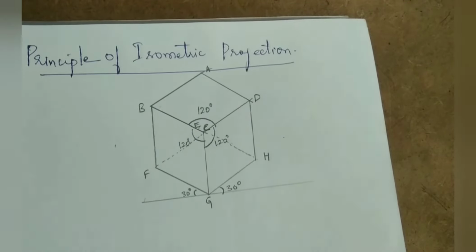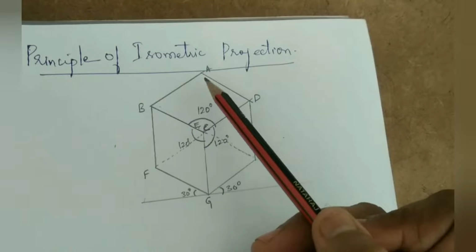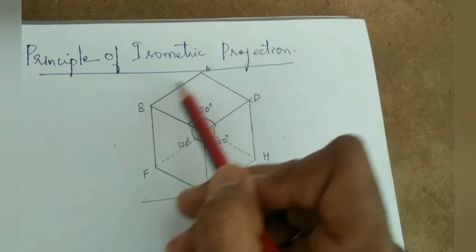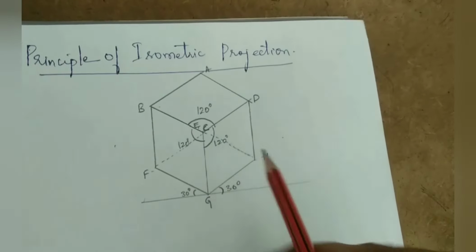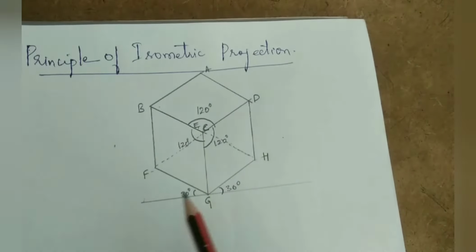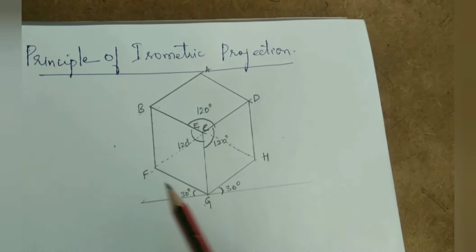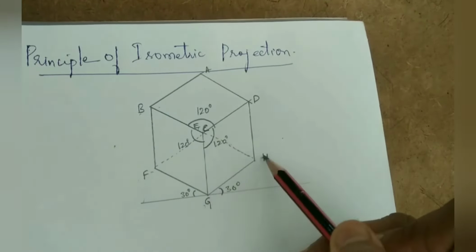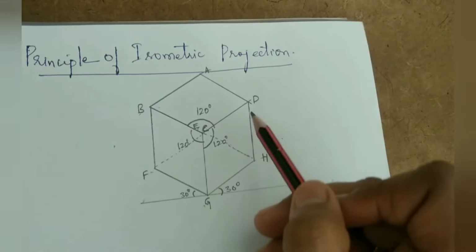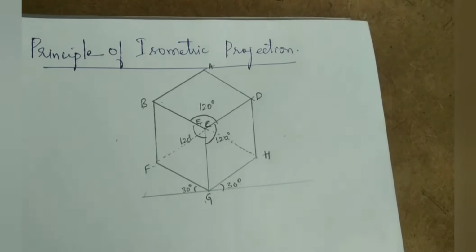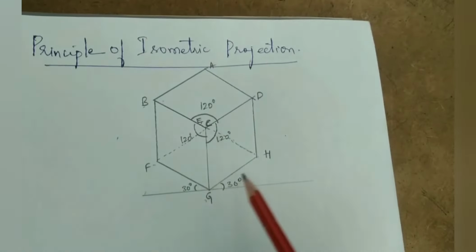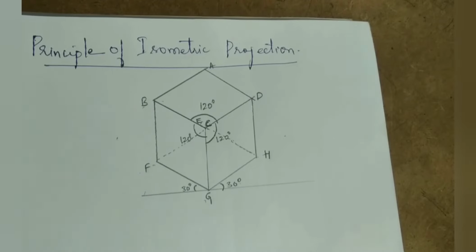Now if you see this, the faces are: the top face A, B, C, D, and the bottom one E, F, G, H. These are the two parallel faces, and B, C, F, G, and C, G, H, D are the two faces which are at an angle of 30 degrees. If you see this picture, the complete outer boundary seems to be like a hexagon. Its appearance is like a hexagon.